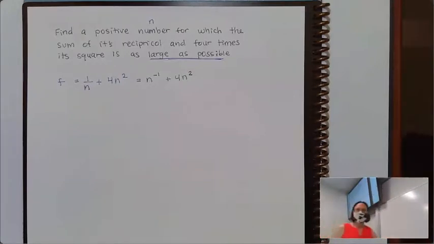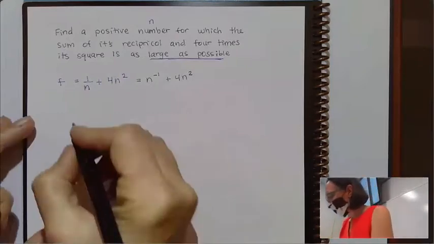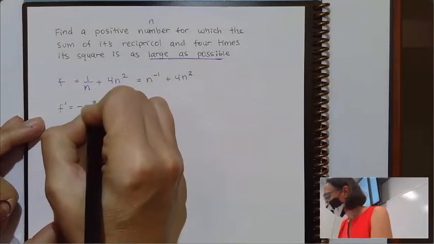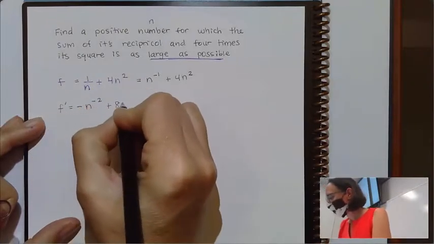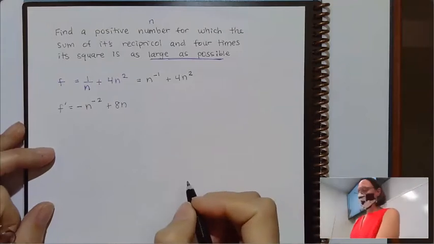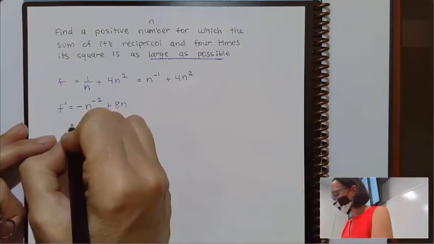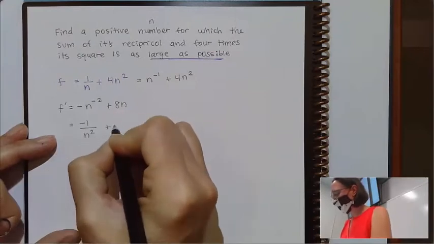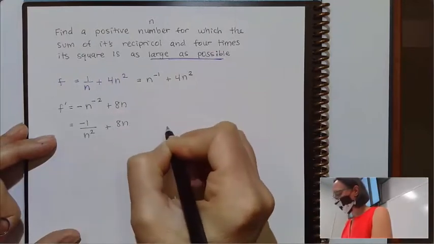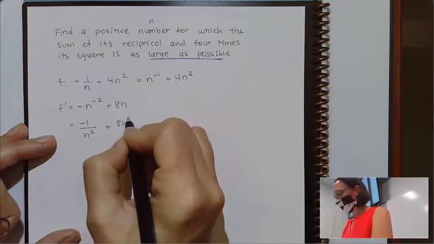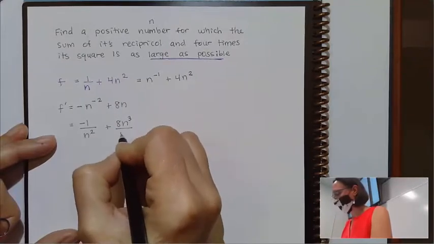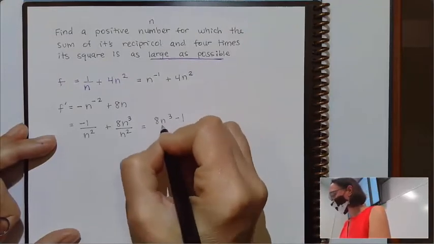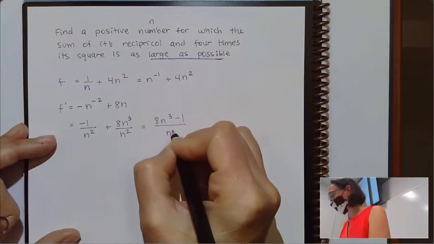How are we doing? We got a derivative. So my derivative looks like negative n to the negative 2 plus 8n. And I'm going to do the same thing we did last time and get a common denominator. So that's negative 1 over n squared plus 8n, but I'm going to make that 8n cubed over n squared. So I've got 8n cubed minus 1 all over n squared.